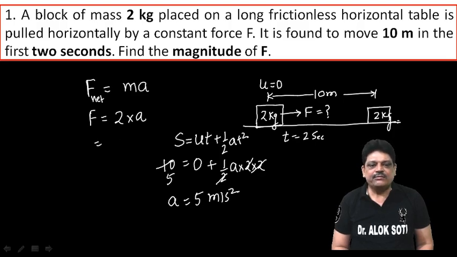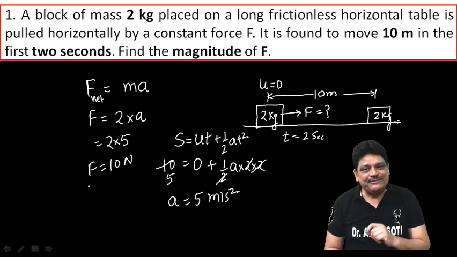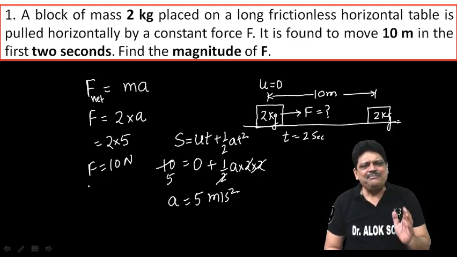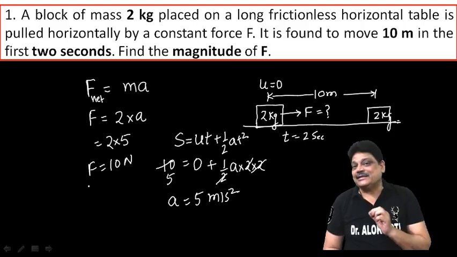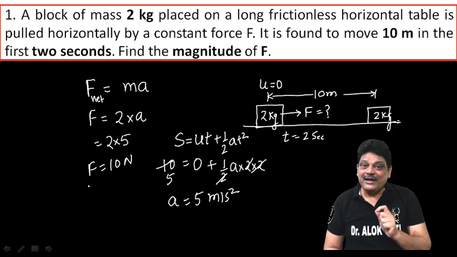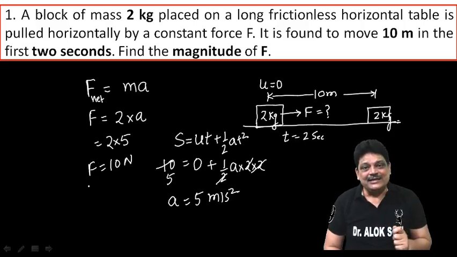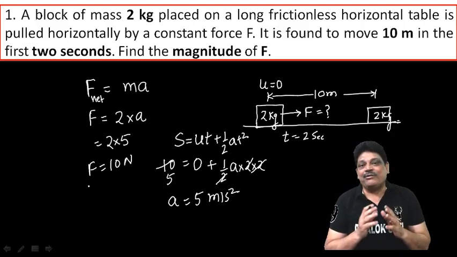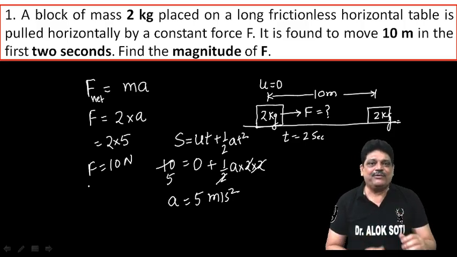Now it is very easy to find out the force acting on the 2 kg block: 2 into acceleration 5, that is 10 Newton. So gentlemen, if you are able to find out the net force on a body and equate it to the product of its mass and acceleration, multiply the acceleration of the body with its mass, you will find out the desired quantity. This is the basic concept you can apply in all the 42 problems.